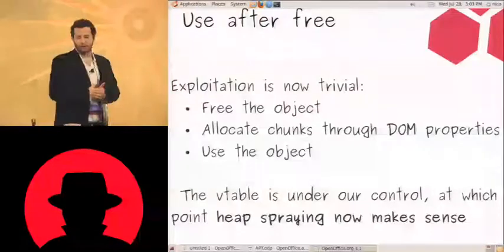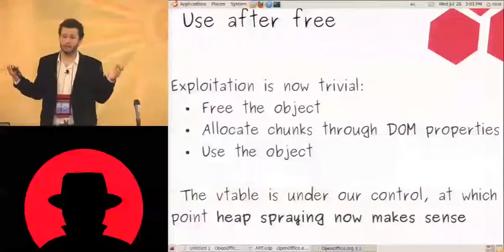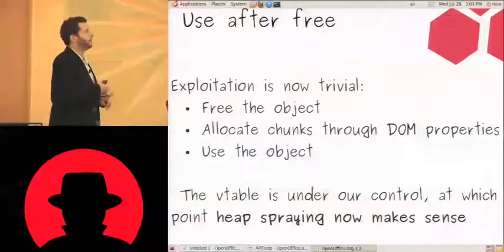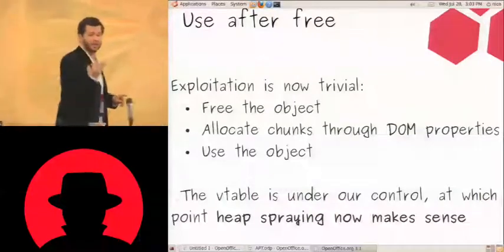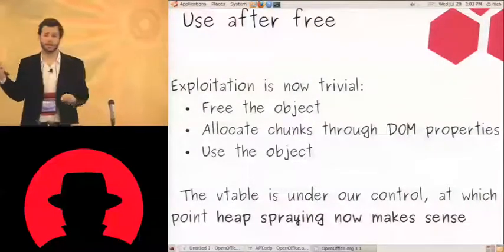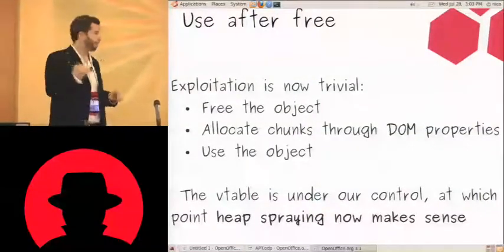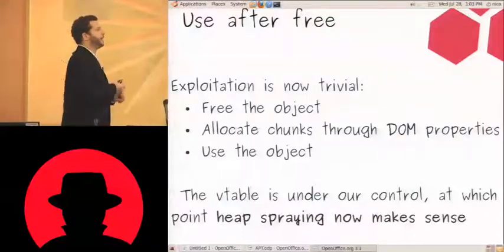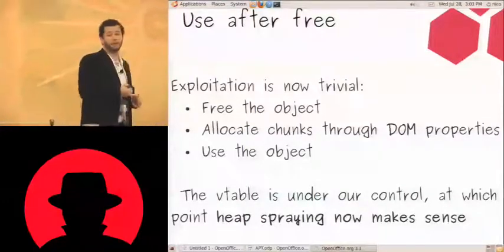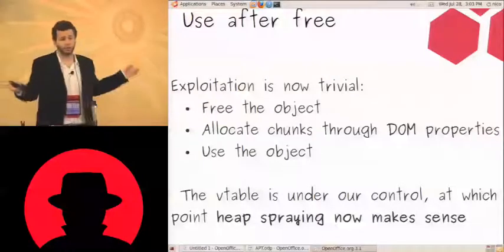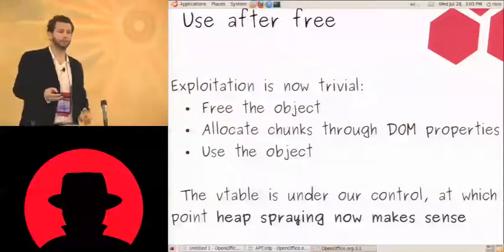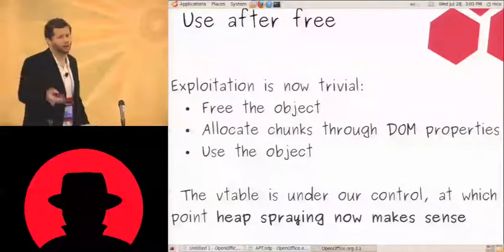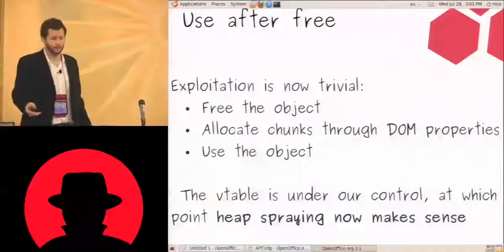So now that we have all the elements, the exploitation is very, very simple. First, we free the object, an object that we now understand, and that we can decrease at the moment we want. Then we allocate a chunk through the DOM properties. This is how use-after-free should be done nowadays. And I know there are people doing that. It's not like rocket science.